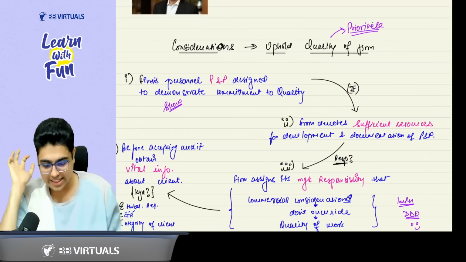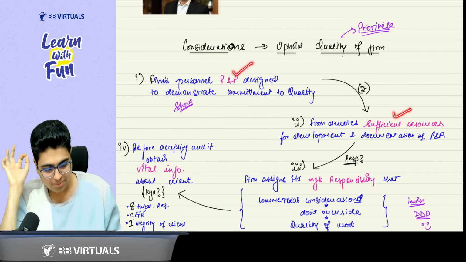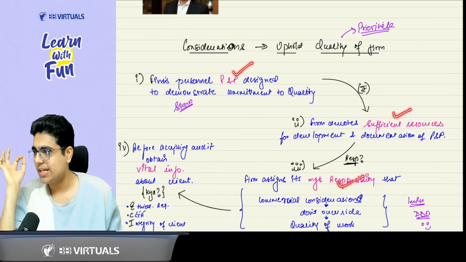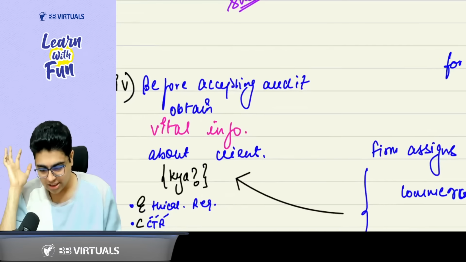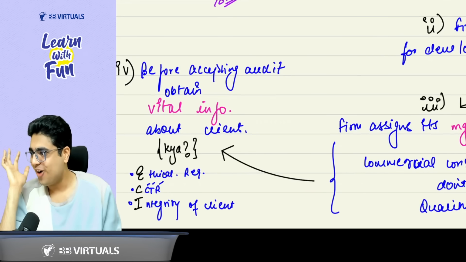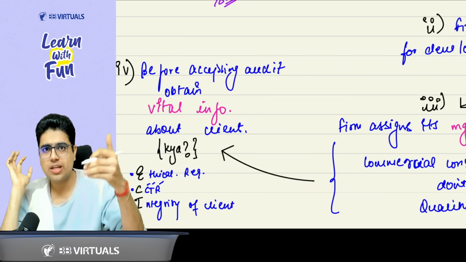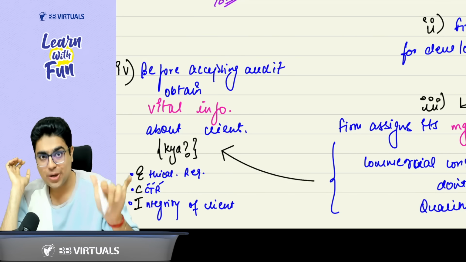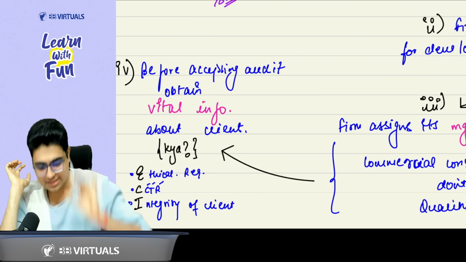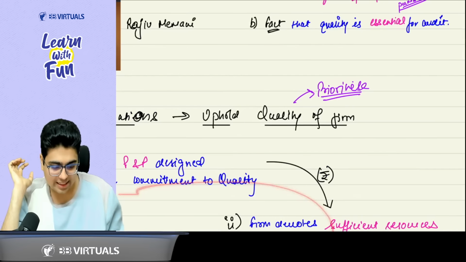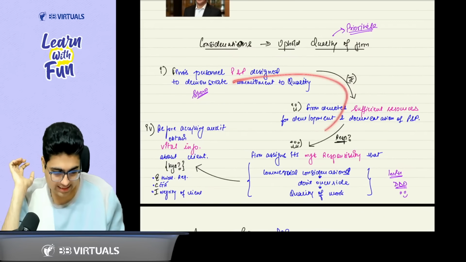Are these 3 points clear? Yes, sir. Policy, money for the policy, that is sufficient resources, and it is management's responsibility. Now, sir, what is this fourth point? Just wait for some time. I will make you revise 2 or 3 more concepts. Then we will come to this fourth point and we will also do a question on this. Got it? Is this linking clear?